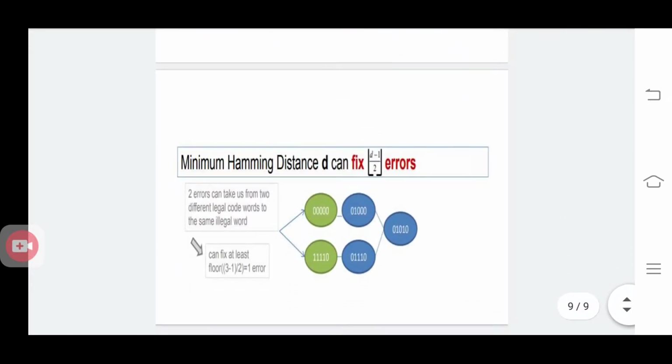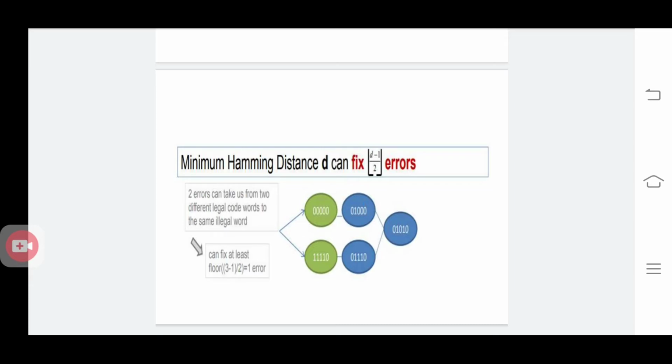And how many errors can be fixed by using D? If you have a minimum distance of D, you can fix floor of (D minus 1) by 2 errors. That symbol is used for floor. You can fix at least floor of (3 minus 1) by 2. 3 minus 1 is 2, and 2 by 2 is 1, so 1 error. If the result is 1.5, it is a floor operation, so you can correct one error. If it is 1 point something, it is changed to the floor.